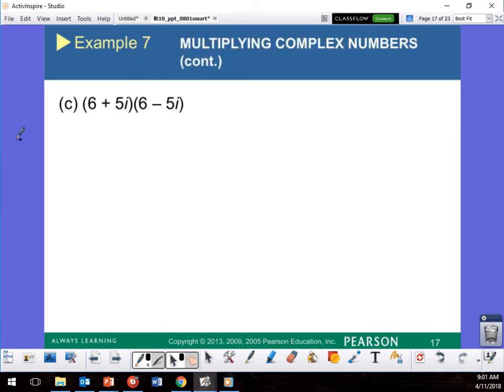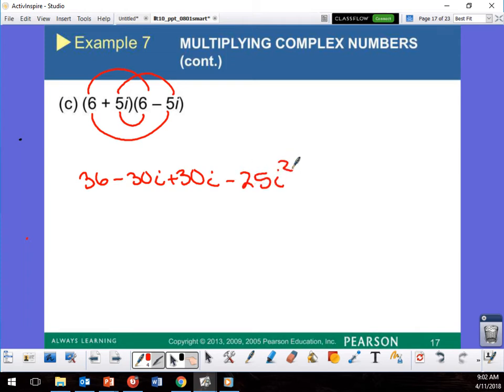Okay, let's go back over this. Looks like almost everyone got it. If you're still working, keep working. I'm going to go through it right now real quick. This is going to give me 36 across, -30i, inner positive 30i. My last is going to be -25i squared.